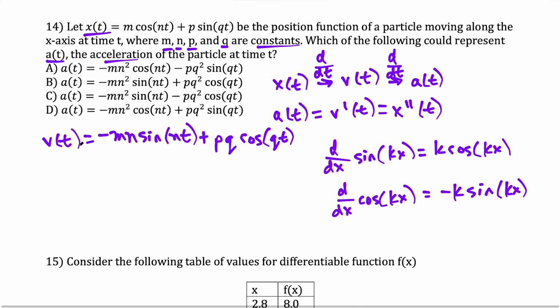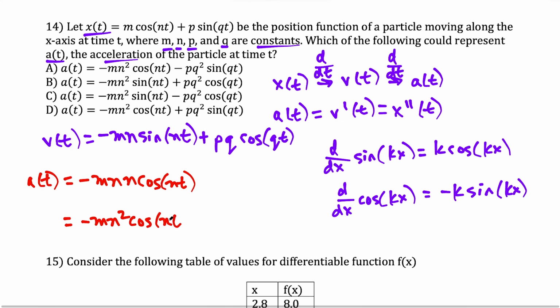But now we have to do one more derivative. So we're going to have the acceleration function as a function of time is equal to, so the constants in front, we're going to leave those alone. So we're going to have minus m times n, and now the derivative of sine nt, using this chain rule variant, is going to give us cosine of nt. So let's just write this properly. We have n times t, and then the derivative of the inside is n. So I have n times n in front. So in the next line, I'm just going to call this minus m times n squared, and then cosine nt like this.